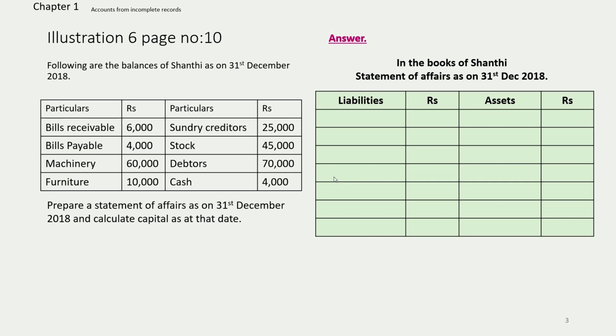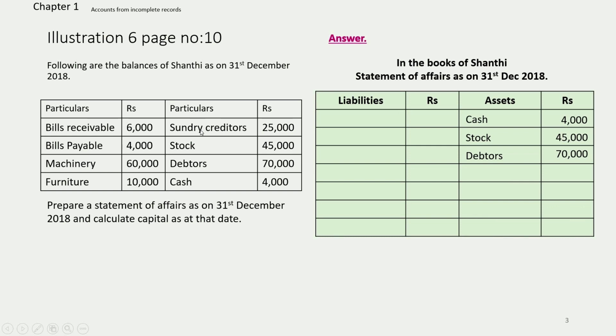Now, we will write all the assets one by one here on the asset side. First, let us start with cash. Cash is given as rupees 4,000. So, we are writing here 4,000. Then we have to write stock. Stock is given as 45,000. So we shall write stock 45,000. Then the assets, debtors 70,000. So we shall write here debtors 70,000.